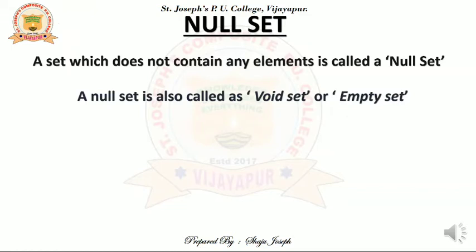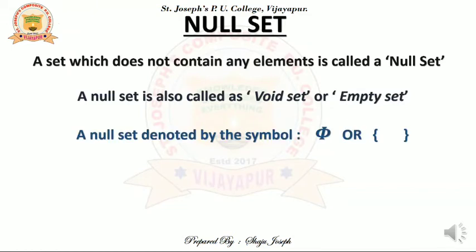The meaning remains the same. To represent a null set, we normally use two kinds of symbols. One is phi, a Greek letter, which looks like a circle with a vertical line in between. Or we can use empty braces, two flower brackets without anything written in between. These are the two symbols we use to denote a null set or an empty set.